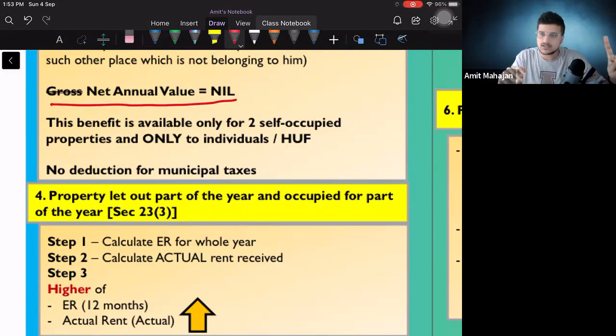This we had discussed ekdam end mein, in yesterday's lecture. At the end I discussed this point ki for only two self-occupied properties we will get the NAV equal to zero. But other than two self-occupied properties, मुझे deemed to be let out property मानना पड़ेगा and I will have to pay tax on that. Right? Perfect. Okay.